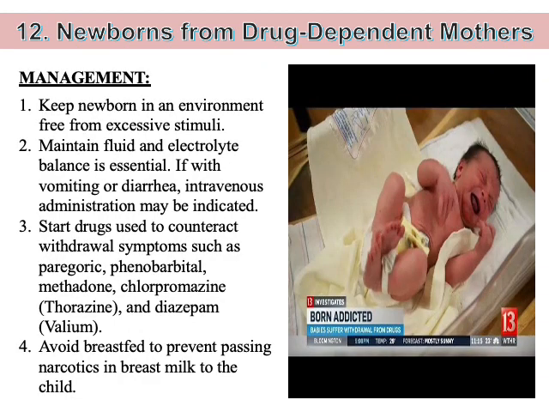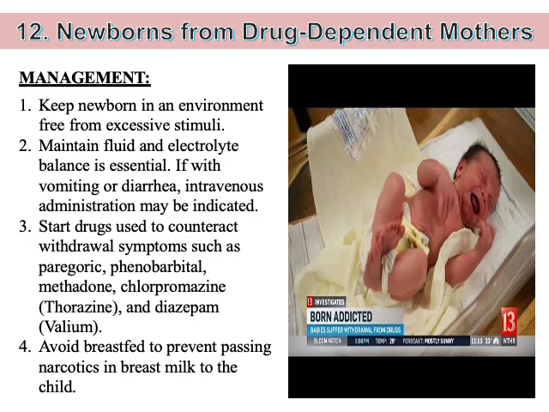Management. It is important to keep the newborn in an environment free from excessive stimuli. These substances affected the nervous system. So, excessive stimulation of the nervous system can cause further complications, one of which is seizure. Second is to maintain fluid and electrolyte balance. If the child is vomiting or has diarrhea, IV administration may be indicated. Focus on the child's nutrition, and it is important to make sure that you also weigh the child daily.